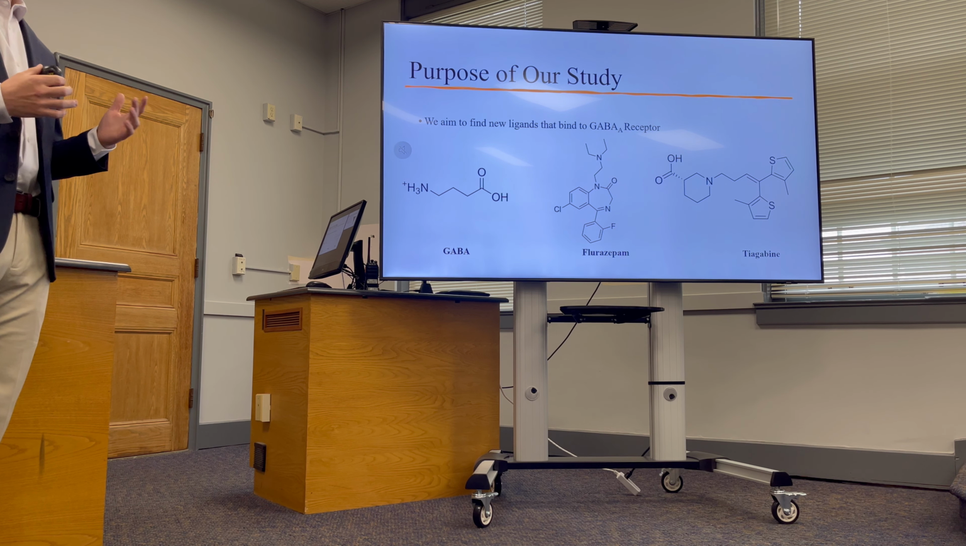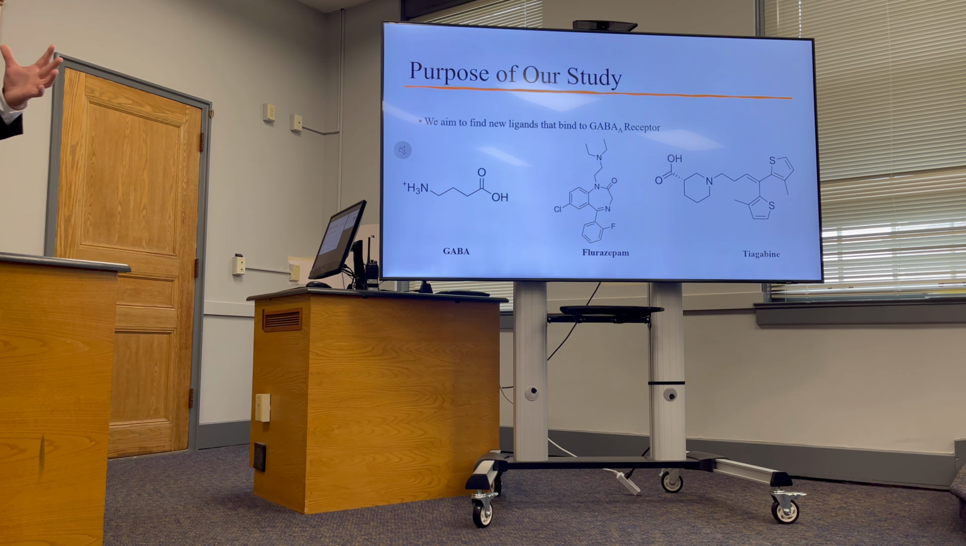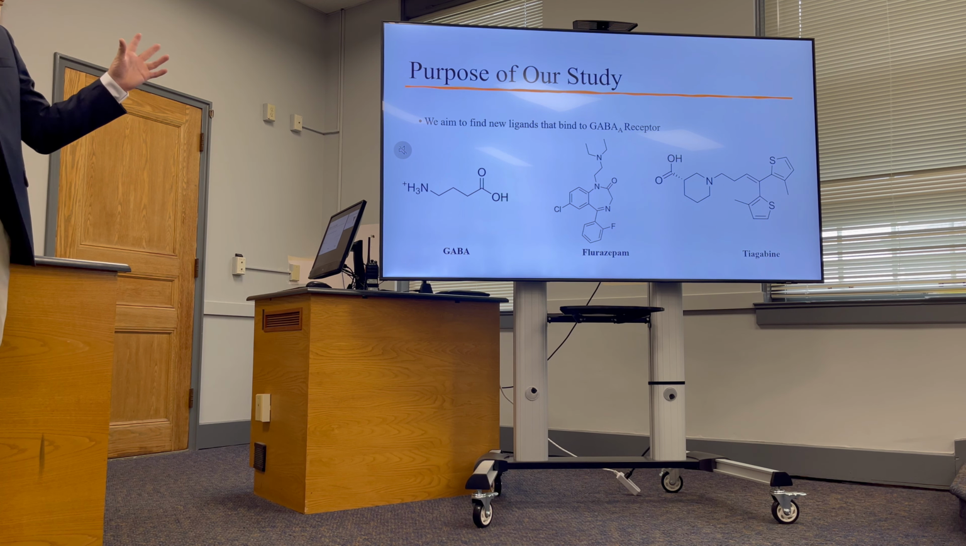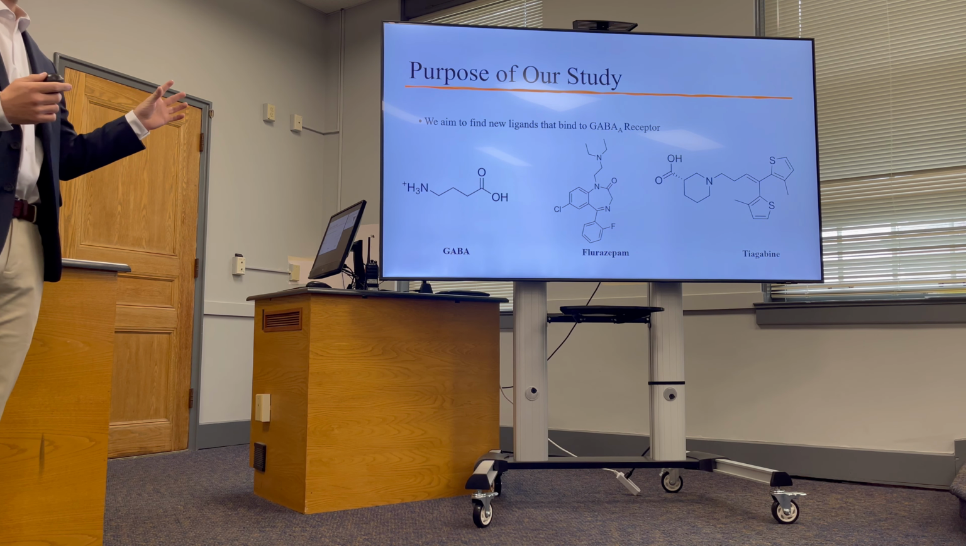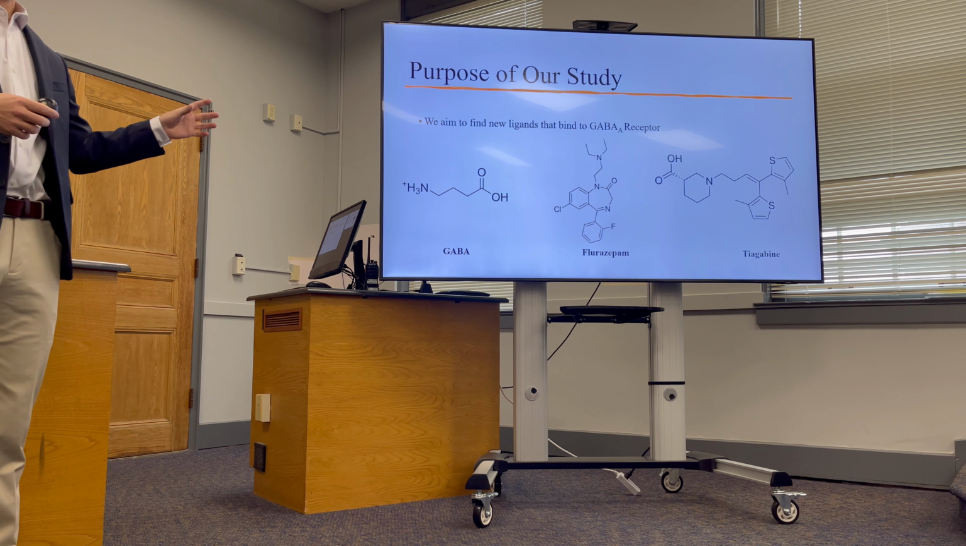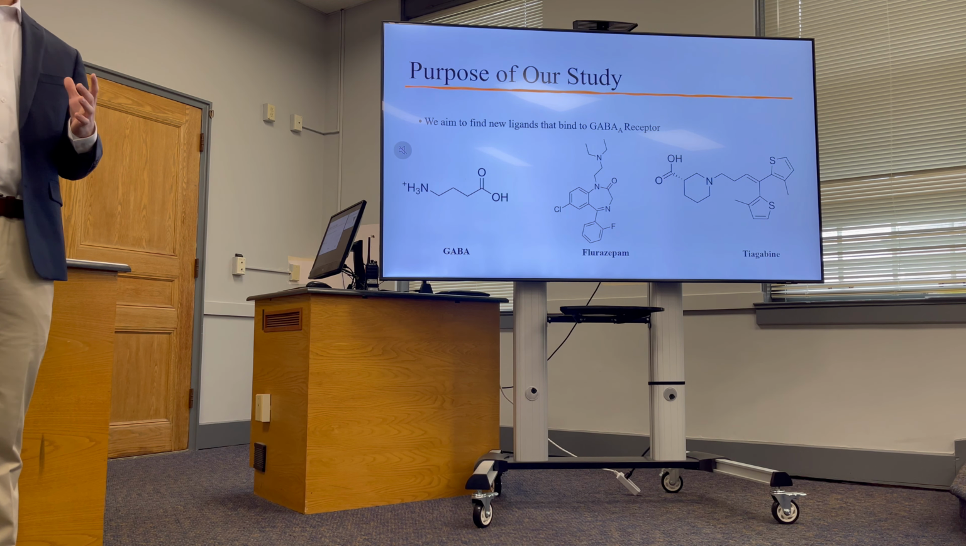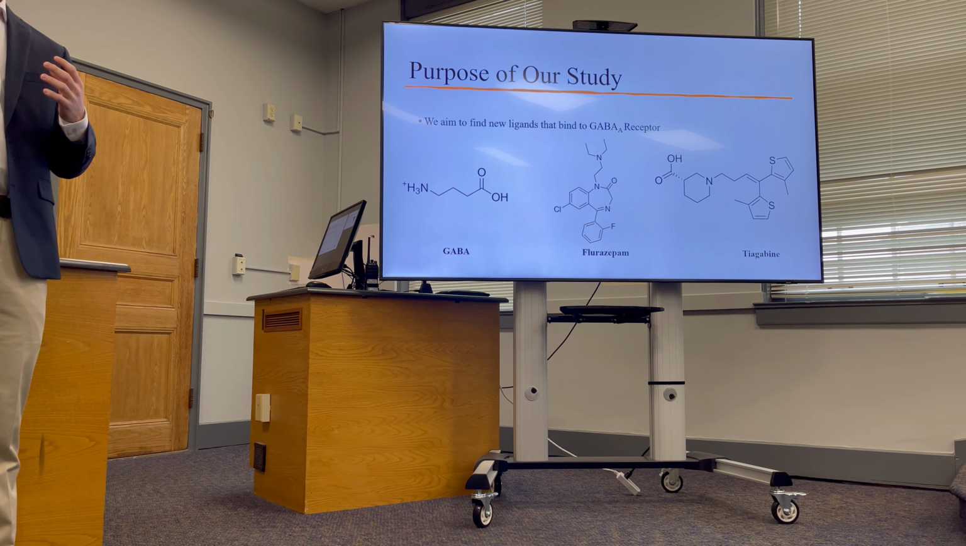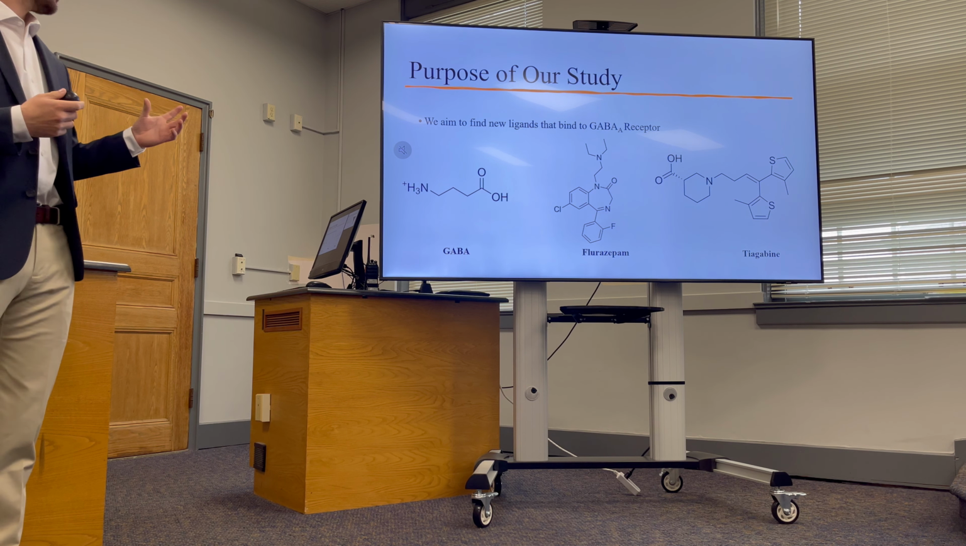So the purpose of our study, like I was saying, is to find new scaffolds. These are 3 of the ones that we have right now. GABA is the endogenous ligand for the GABAA receptor. Basically what that means is it's made inside of our body to activate it. As you can see, it's smaller and it has a charge in this case because at the pH of the body, it would become protonated.